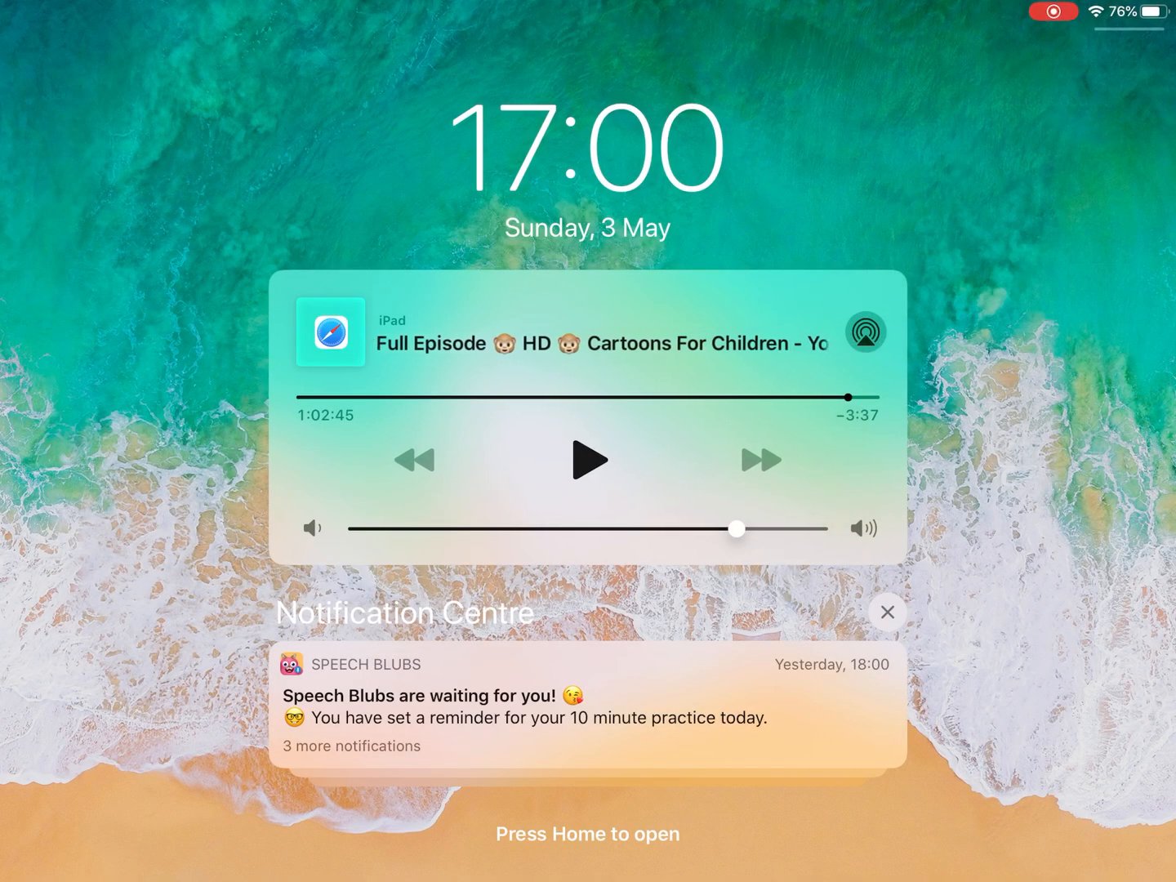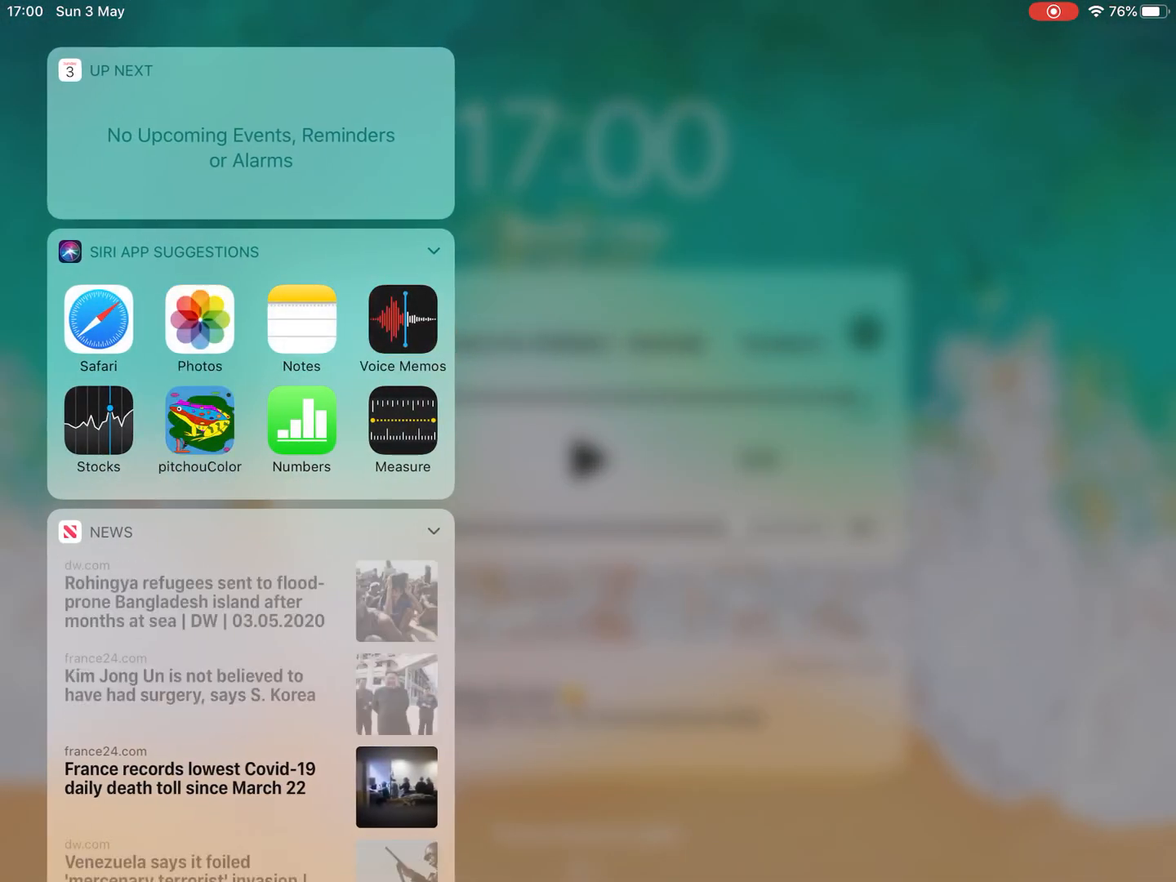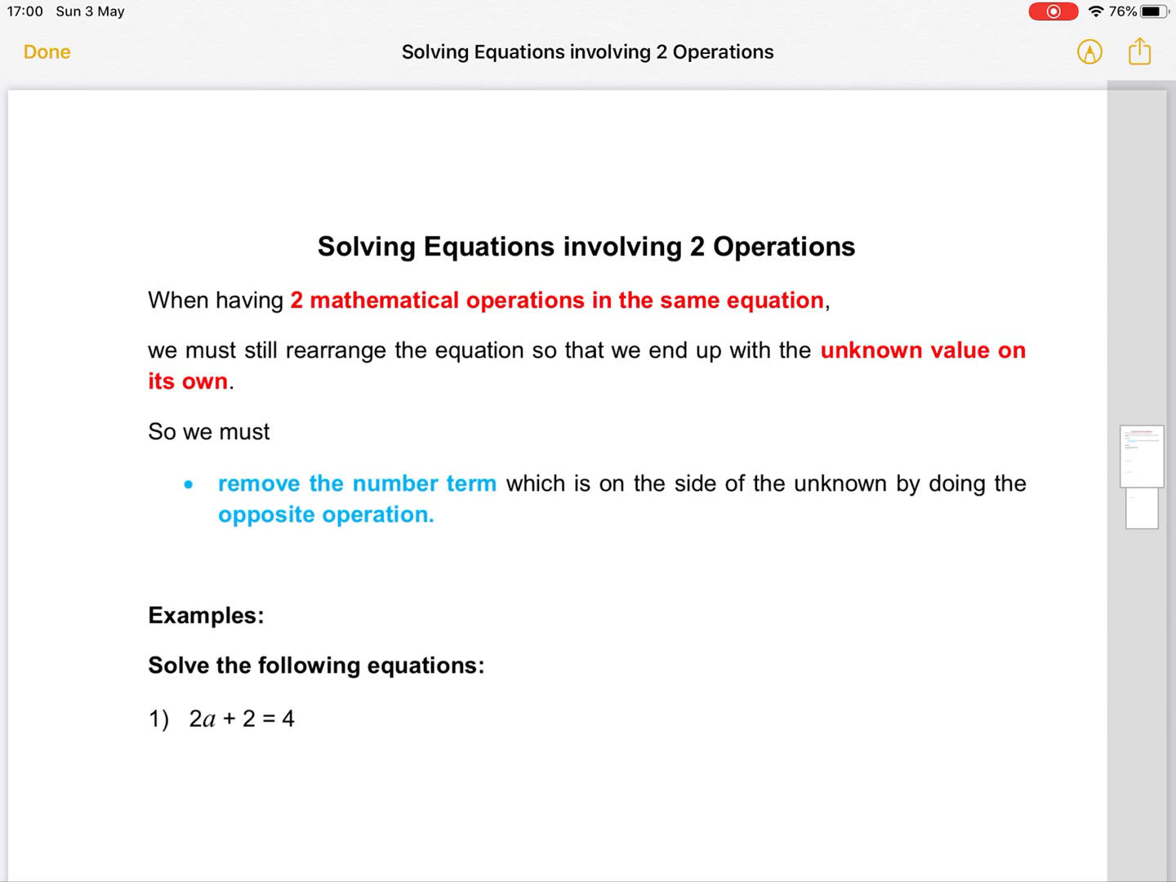Good morning, boys. Today we are trying to solve equations involving two operations. Last lesson, we tried to solve equations involving one operation. Today we are solving equations involving two operations. Now, when having two mathematical operations in the same equation, we must still rearrange the equation so that we end up with the unknown value on its own.